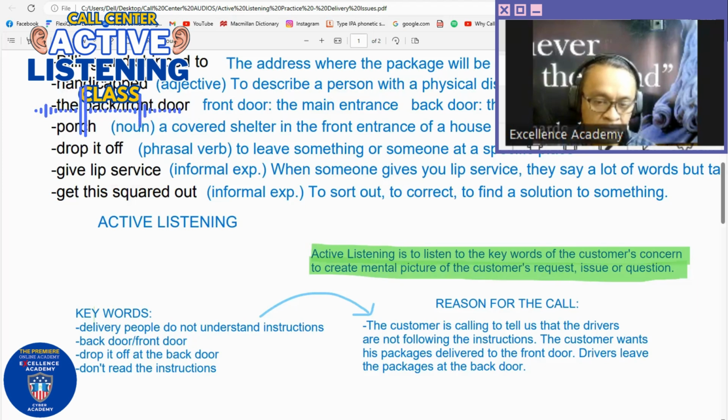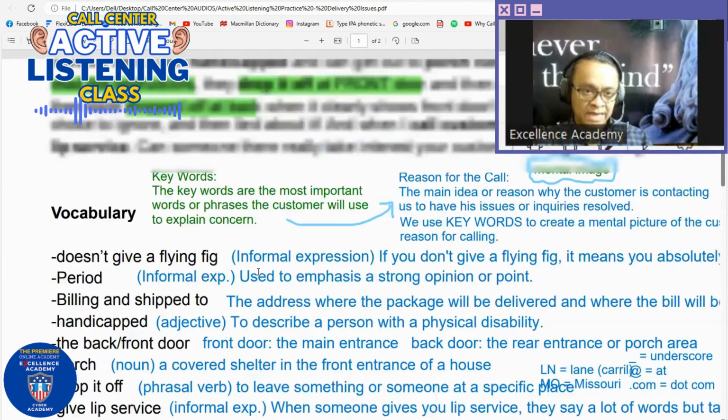That's it. Go with keywords. You want to go with the keywords, and with the keywords, you'll be able to create the reason for the call and understand the customer. That's what I tell people. And that's the way it's done. Okay, perfect. So let's move on to the vocabulary.